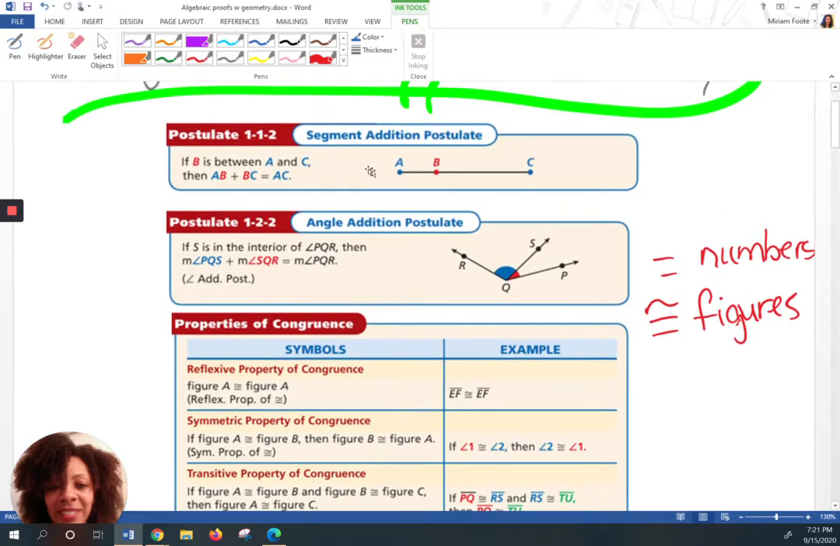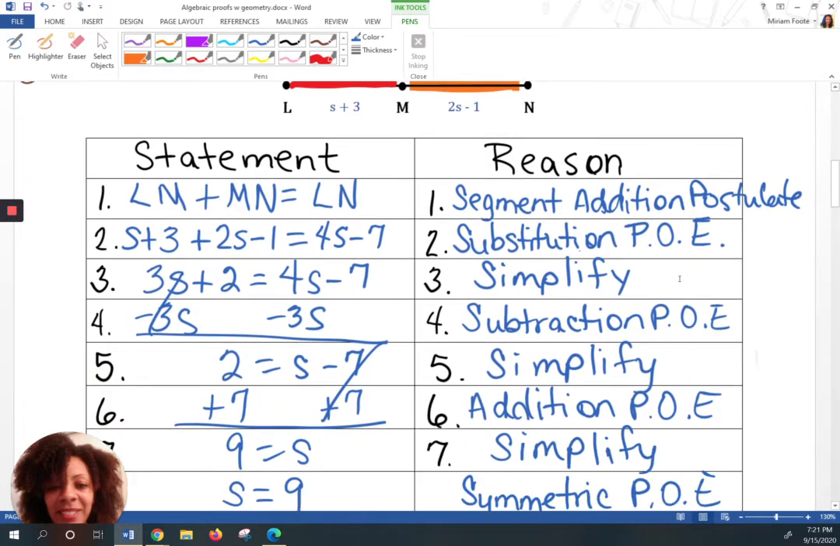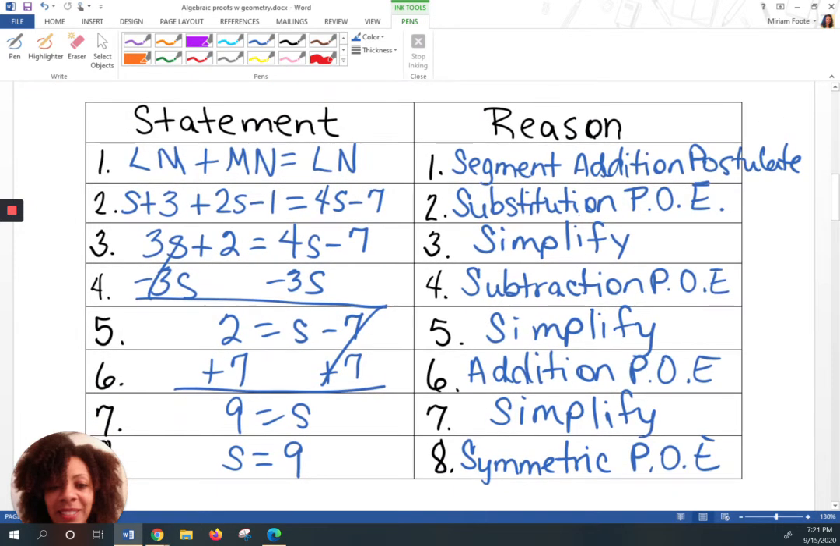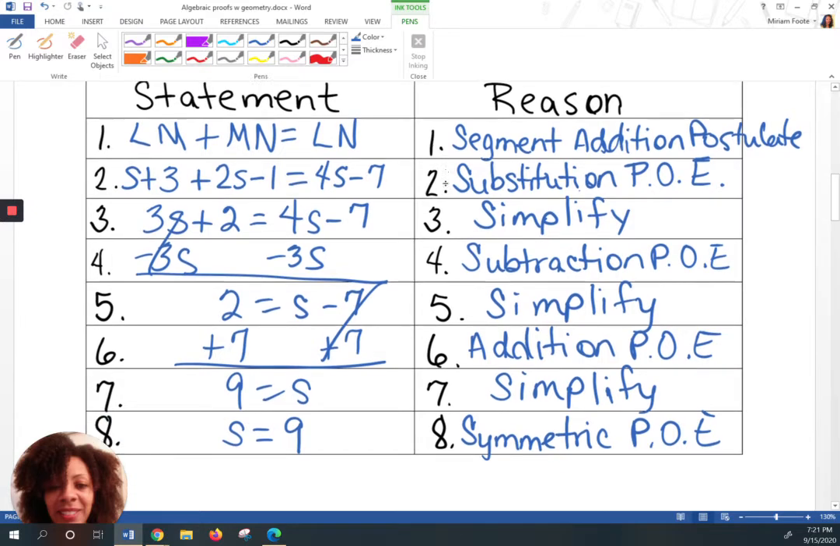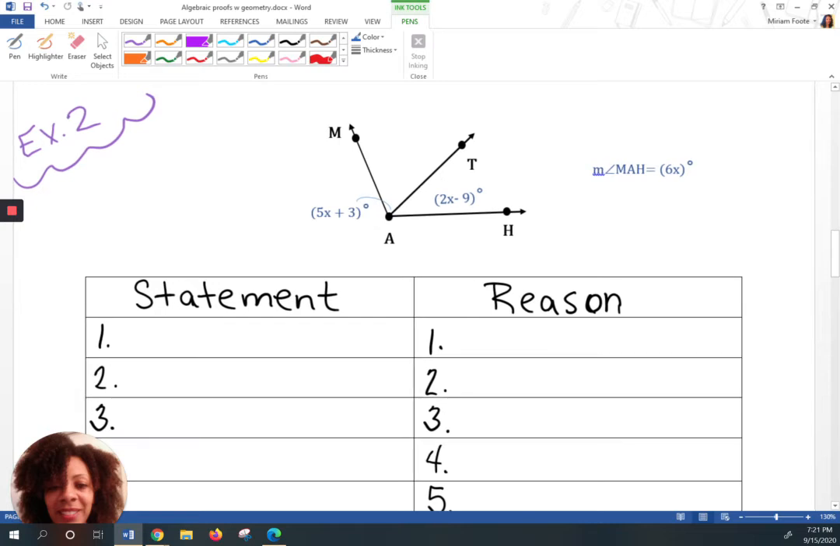And this is what I was talking about we were doing a few minutes ago, segment addition postulate. That was my first reason. If you have 8 statements, you have to have 8 reasons. So make sure you understand that you have to have the same amount for both columns. So now if I have another, this is still geometry, however, it has algebraic expressions in it and an equation. So we're going to solve this like an algebraic proof. Well, that's what it is. That's what we're going to do.